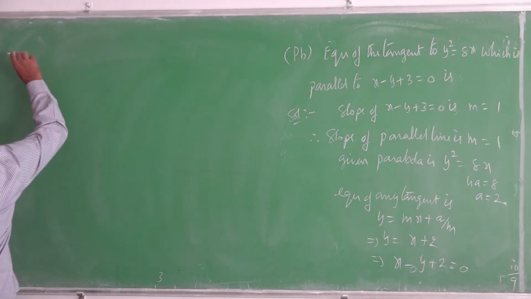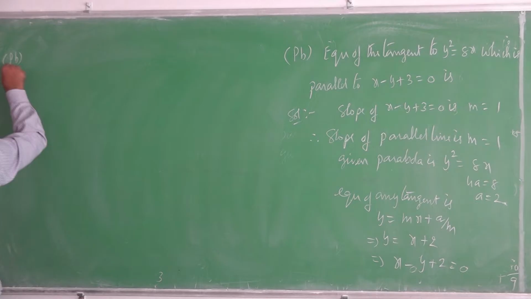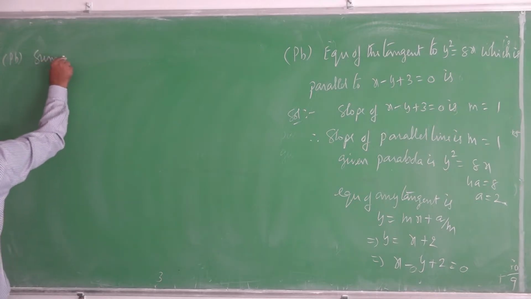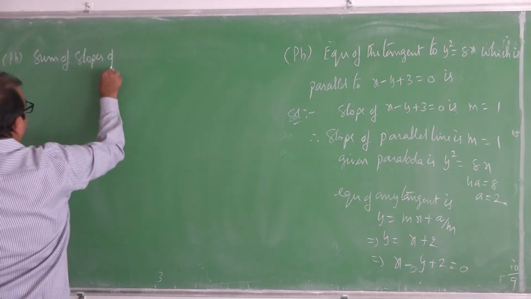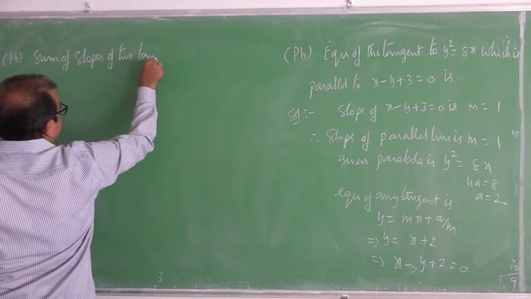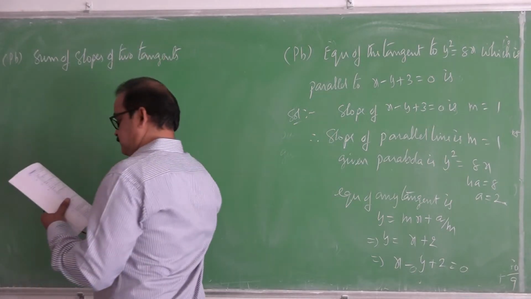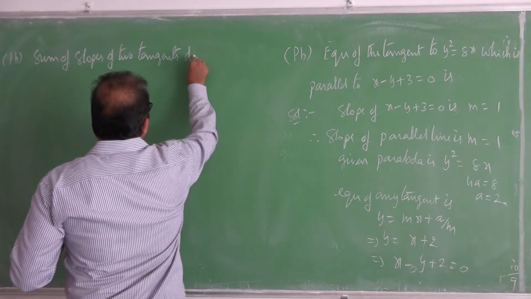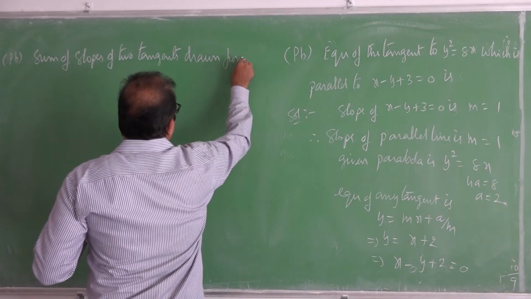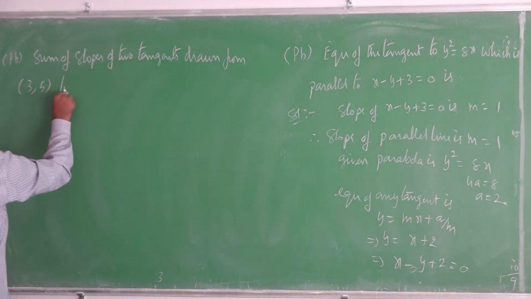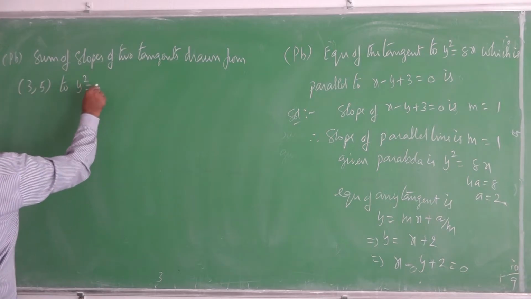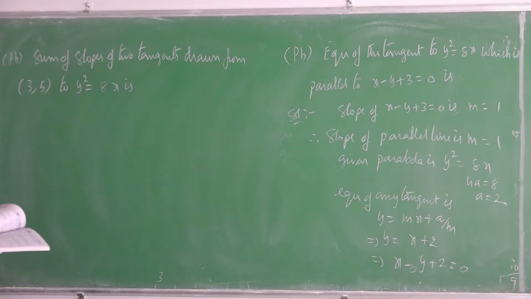Next, the sum of slopes of two tangents drawn from the point 3, 5 to the parabola y square is equal to 8x is. Write one formula here.